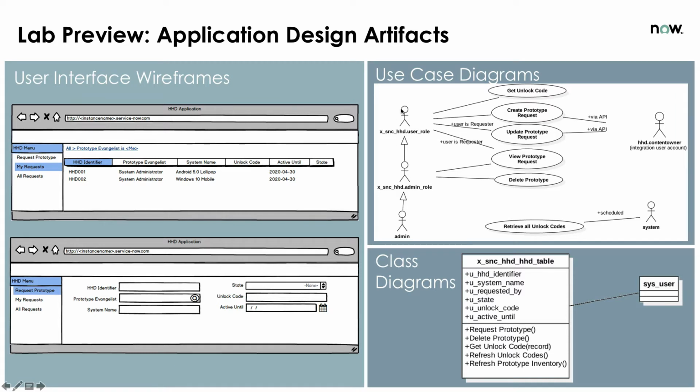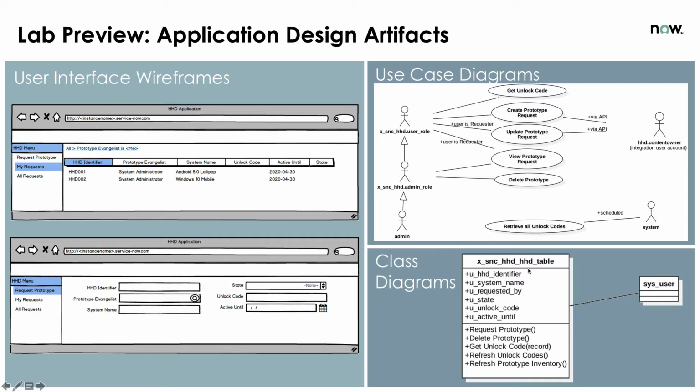Our use case diagrams here, these are our roles that we need to define. We see our inheritance, that the user role, the admin should be able to do everything the user can do. System admin should be able to do everything that the HHD admin can do. And then here's what functionality we need to allow each role to do. So that talks to our permissions, and we can see some of the constraints in here. The user can view a prototype request if they are the requester.